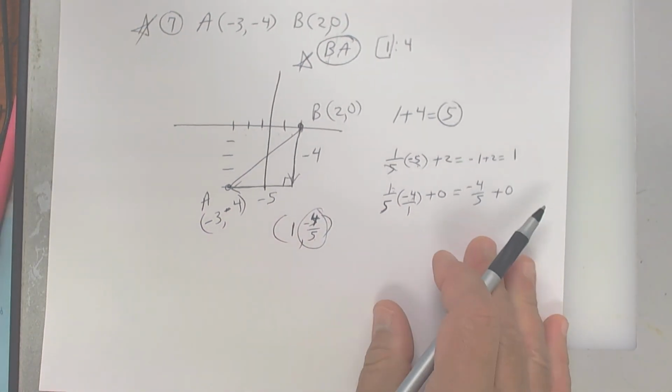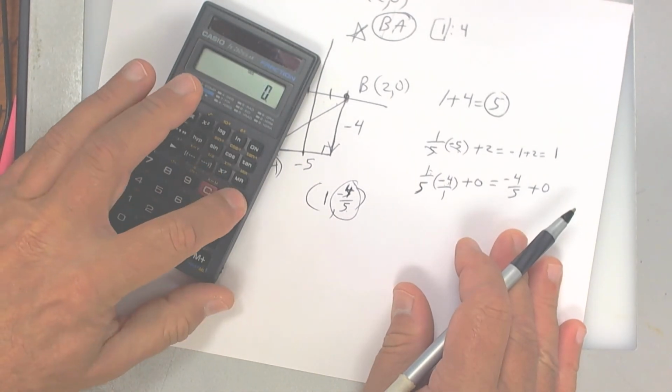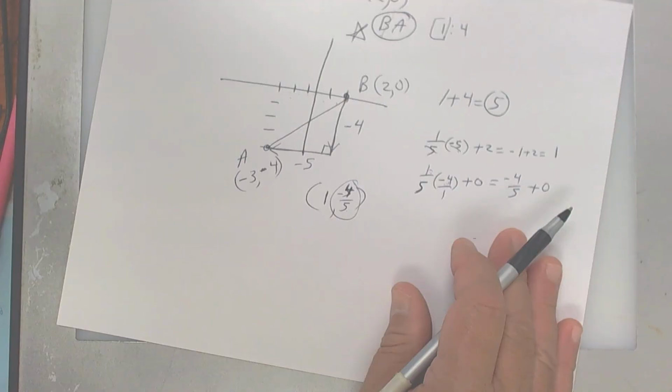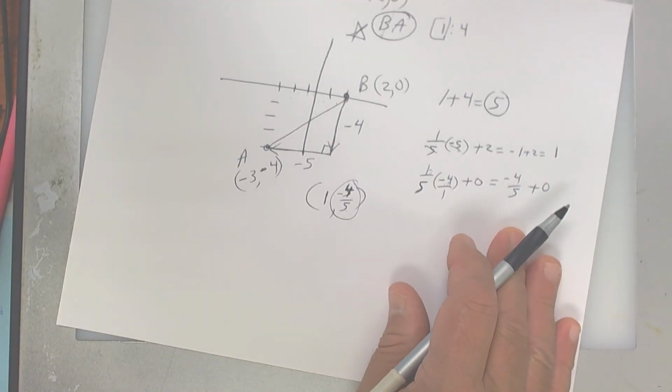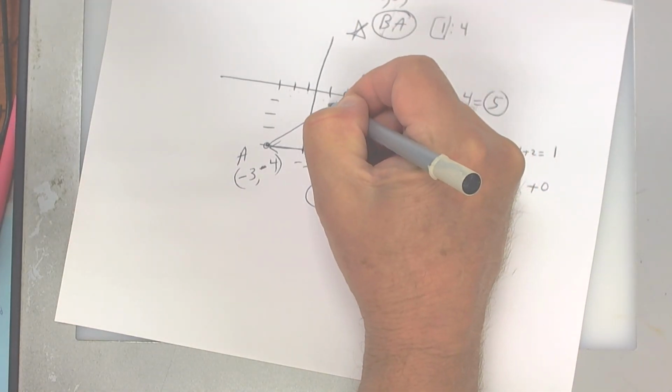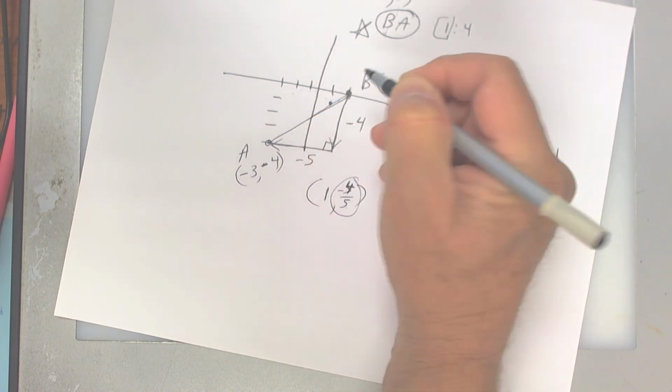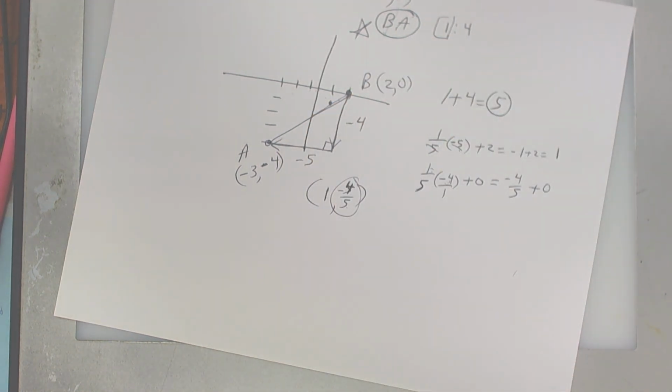You see, 4 divided by 5 is 0.8. So you're going to go down, not 1, but almost 1. So it's going to be about right here. My graph is not quite perfect. It's almost perfect, but not quite. And there it is. And that's how you do that.